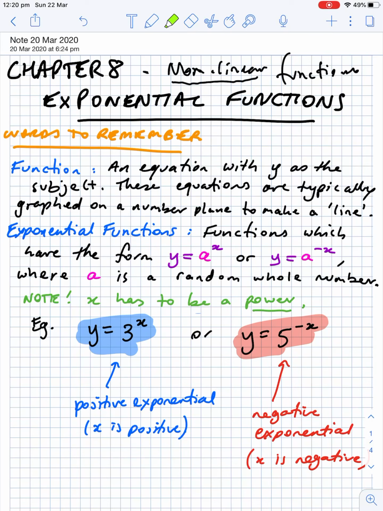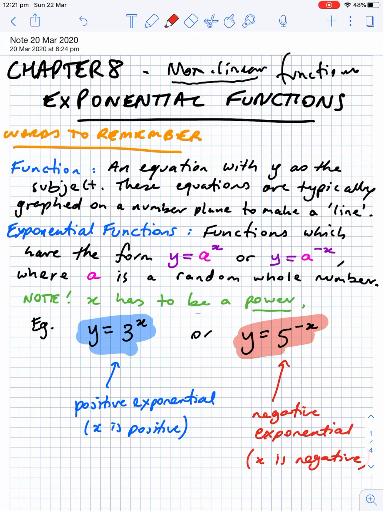Okay, so the first sort of function that you're going to learn about is an exponential function. And these have an equation that looks like this or this. Now, the idea is we see that y equals something, y is the subject. You also see that x is a power. I'm going to change my highlighter. You can see that x is a power. So it could be a positive x or it could be a negative x. But the idea with exponentials is that x has to be some sort of power. Okay, so let's do a few examples here.